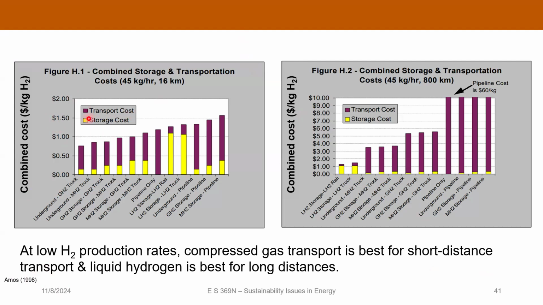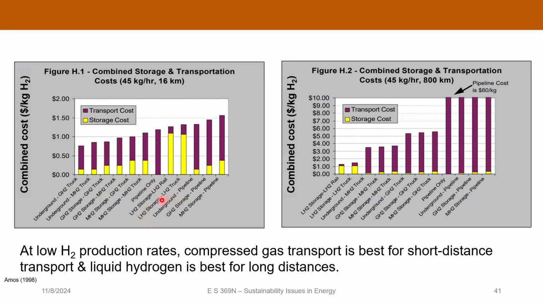a comparative summary. So on the left over here, this is looking at short distance transport. So we're looking at 16-kilometer transport for different types of hydrogen transport. So we're moving the hydrogen 16 kilometers, and we're generating it at a rate of 45 kilograms per hour. So you can see that the different combinations of storage and transport here result in different prices, both in terms of the transport and the storage.